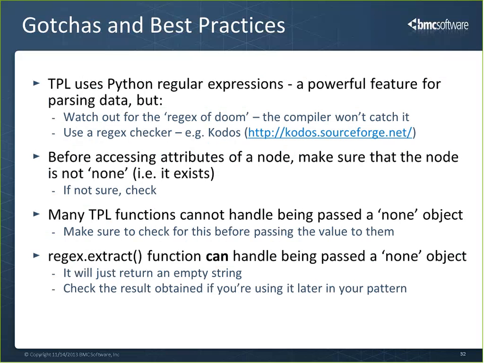Now, before you access attributes of a node, make sure that the node actually exists. It's not none. If you cannot be sure, your code should check for this. Likewise, many TPL functions cannot handle being passed a none object. So again, your code should check for this before passing the value to them. And this is what a lot of the code in the pattern example actually does.